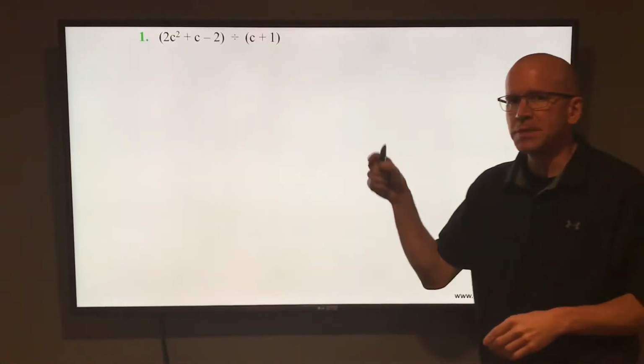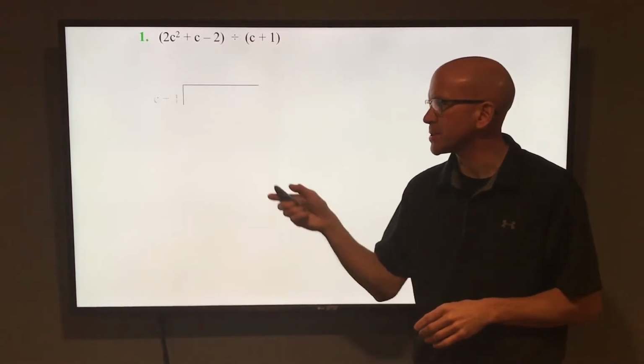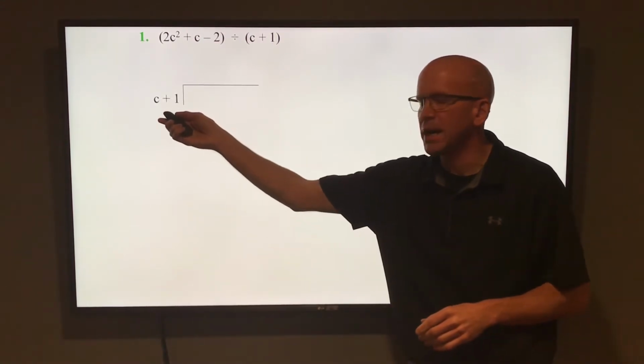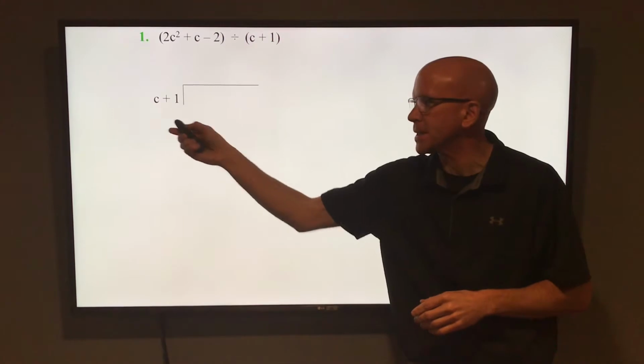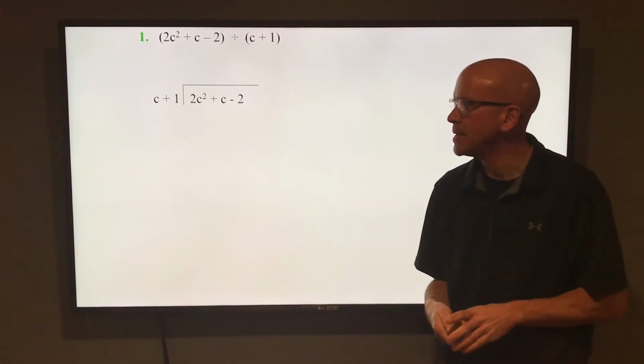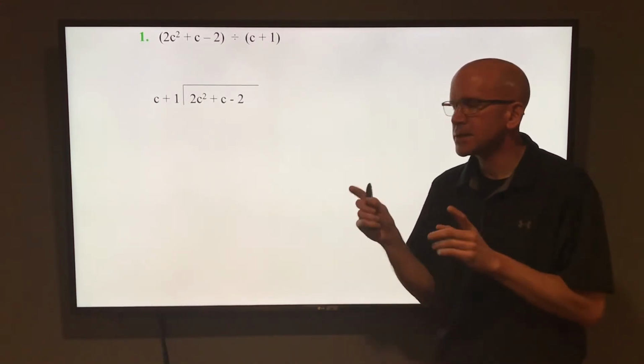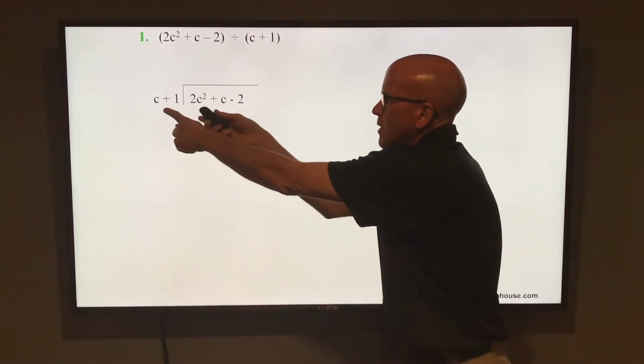We're dividing 2c squared plus c minus 2 by c plus 1. We're going to use long division, so set this up with long division. You're dividing by c plus 1, so put that on the outside, and then put 2c squared plus c minus 2 on the inside. Now you divide this just like you do with numbers with long division, except when you start dividing, you only divide the first term.